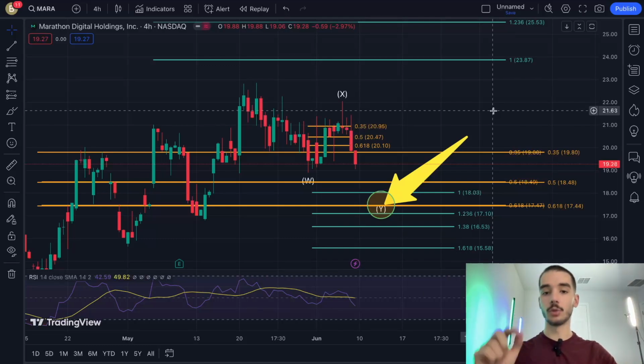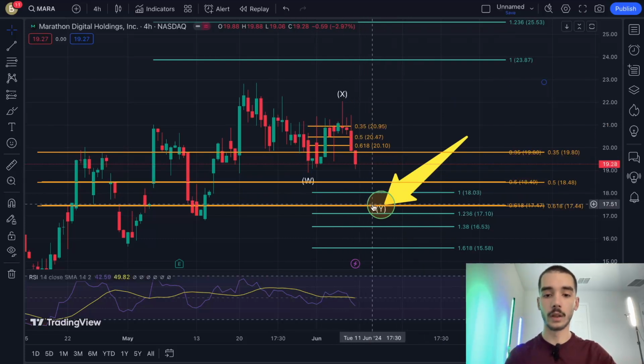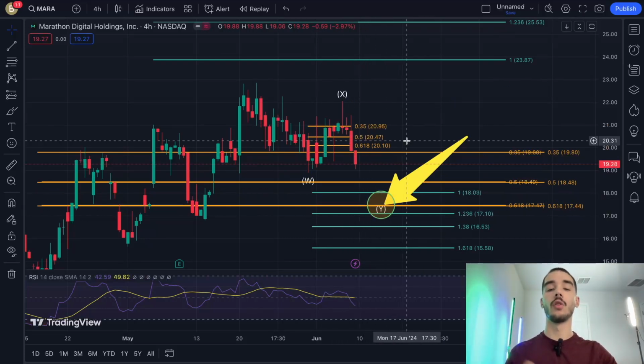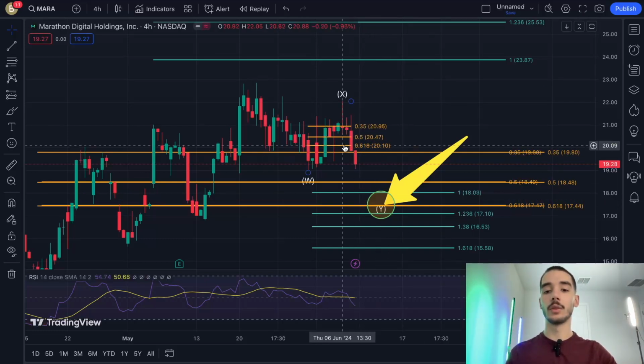But this is where we are right now. This is what the path shows. Although, again, if anything changes, I'll let you guys know. But as of right now, that's the plan.